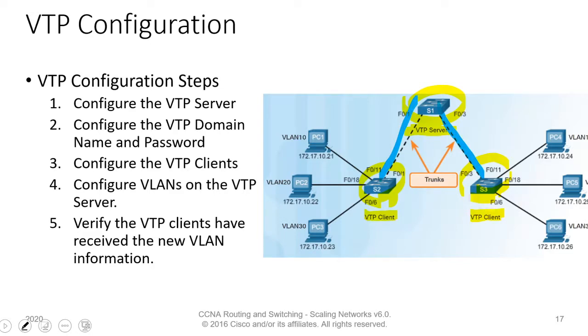Then what we would do is add all the VLAN information on the VTP server. Any VLAN information we can add on the VTP server. Then after that, finally we can check if all the information that was added to the server is now received at the client.